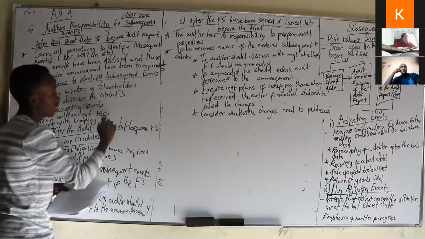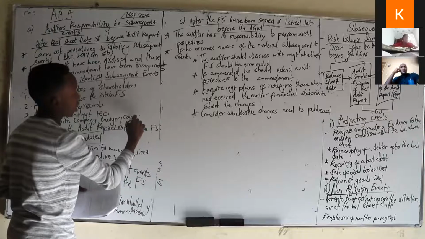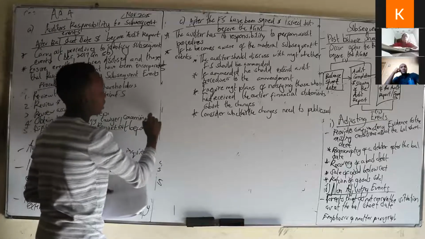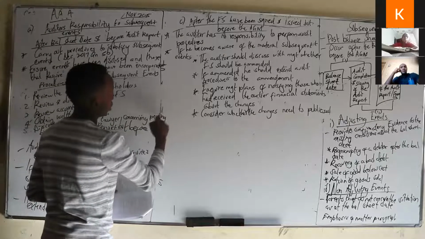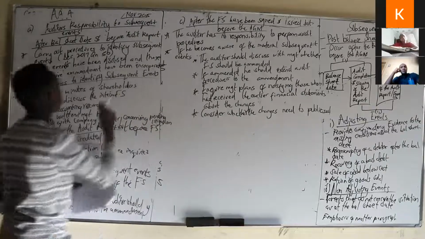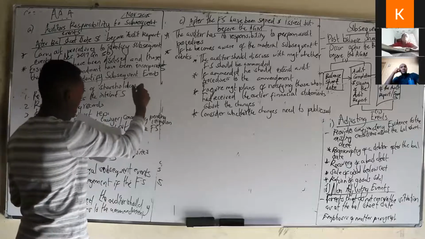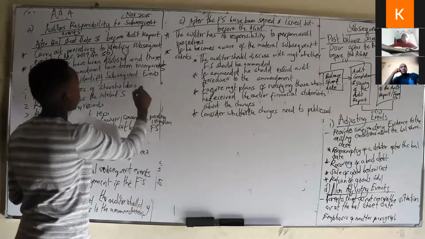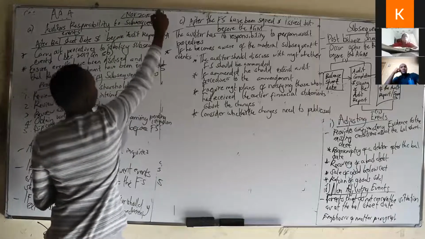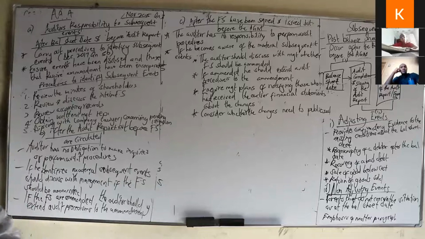concerning any pending litigation. So this is what was required of you in that case. You will have 15 marks up to that point. So that is question November 2015, question 3, on subsequent events.